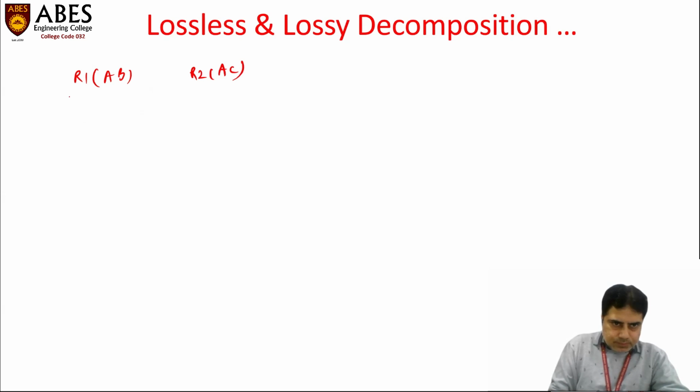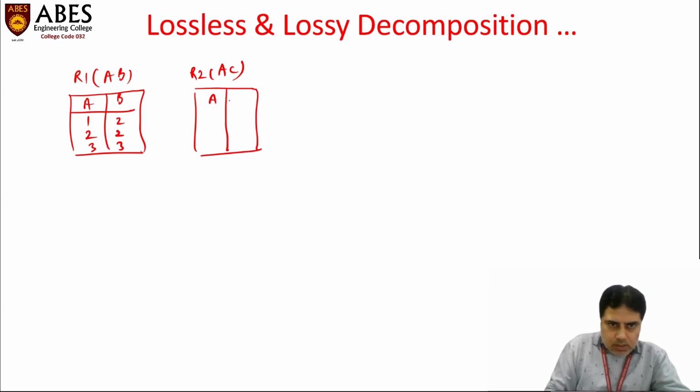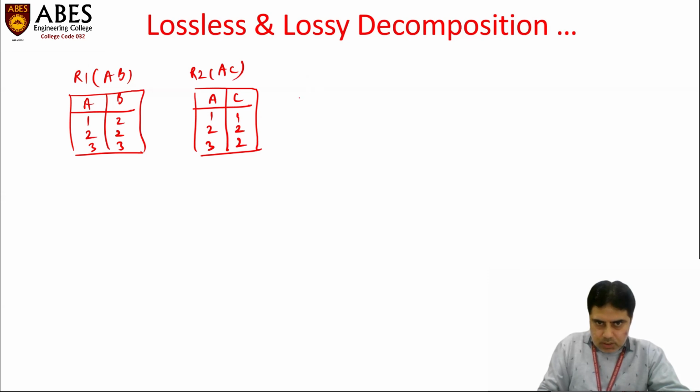Now the table is AB. Tuples are 1, 2, 2, 2, and 3, 3. Now here in R2, there is AC. 1, 2, 3. Now here is 1, 2, 2. Now we will again join these two tables.